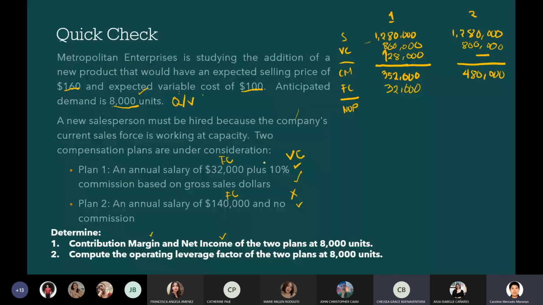meron pa ba dapat tayong i-consider? Meron po. Dito sa plan 1? Ay, sa plan 1 nailagay na po natin, wala na po. Okay, that's correct. So magkano na to? What is your net operating income? 320 po. Okay, that's 320,000.